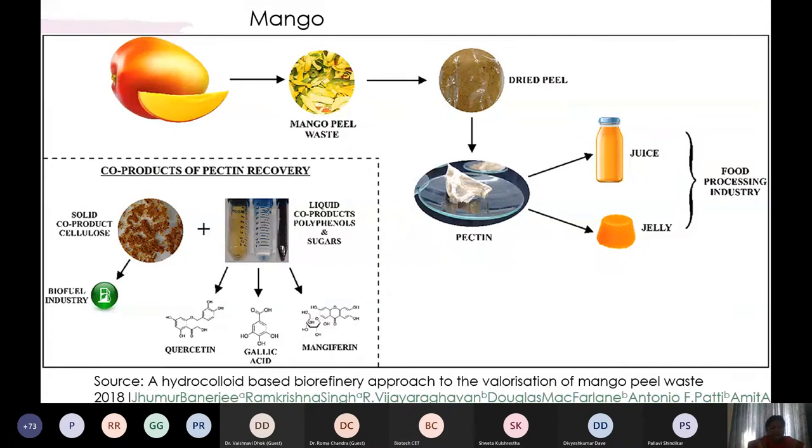Similarly, here is the case of the mango. Mango also contains peel as a waste, and then it contains the seed as a waste. So this dried peel, like the orange peel, also contains a lot of pectin.